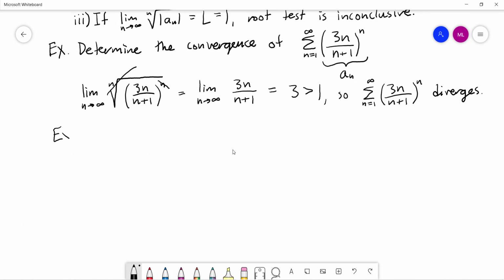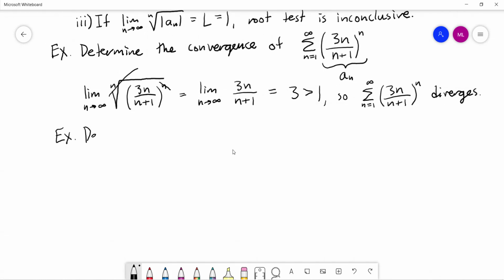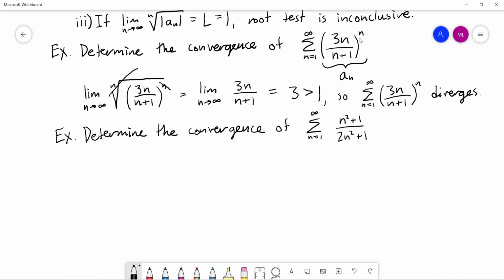Let's do another example. Determine convergence. And notice this is an example of one where it was kind of things that look like n to the nth. That's the type of problem this works well on. Determine the convergence of, let's do another one, the sum from n equals 1 to infinity of (n squared plus 1 over 2n squared plus 1), whole thing raised to the nth.